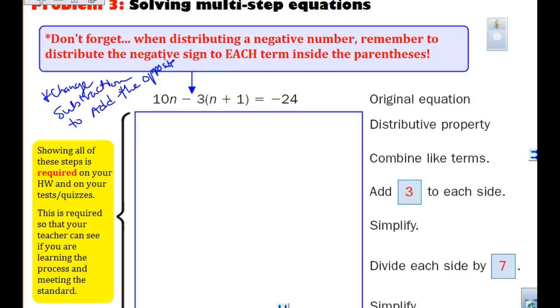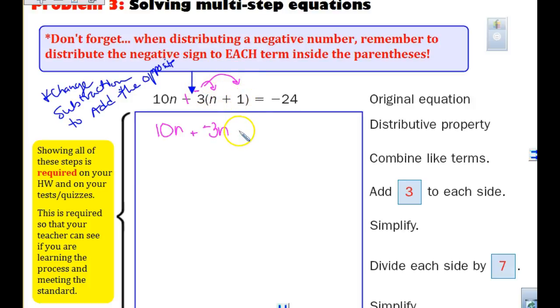So we're going to make this a -3. I am writing down 10n, and I am distributing. So we're using what we started last week with your 7th grade standards. I am taking a -3 times n, which gives me -3n. So you have to keep the sign with it. Next, I'm going to take -3 times +1, and I'm going to have a plus a -3 equals -24.